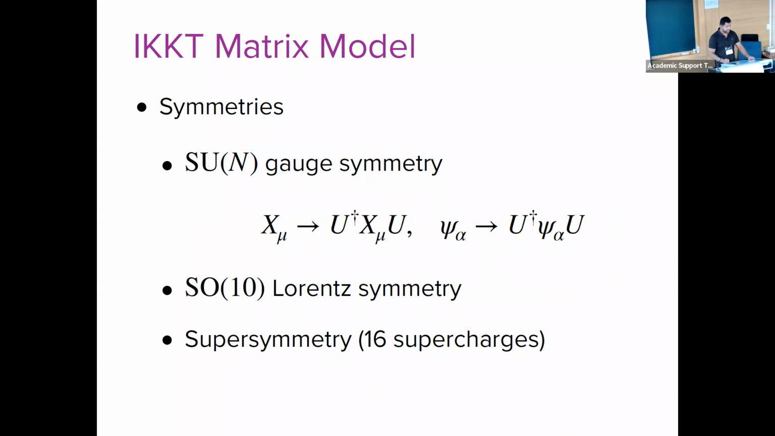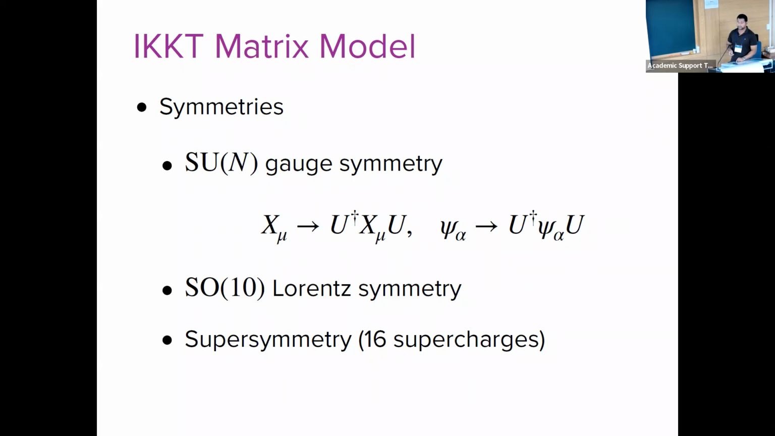So let's look at the symmetries. This action contains SU(N) gauge symmetry. The scalars, the matrices, transform in this way, and the fermions transform in this way. Here mu runs from 1 through 10 and alpha from 1 through 16. There are 16 fermions. It has SO(10) Lorentz symmetry because it's coming from a 10-dimensional theory, but the Lorentz symmetry becomes an internal symmetry once you reduce it to just a point. Then it also has supersymmetry. The model is maximally supersymmetric.